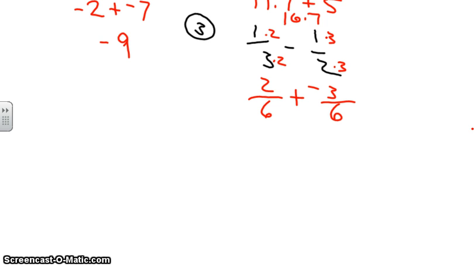So positive or negative? Which one's got the greater absolute value, 2 or negative 3? Negative, so it's negative 1 over 6. So recall that with fractions, we have that like denominator, and then it remains the same, right? We simply add or subtract the numerator, okay?